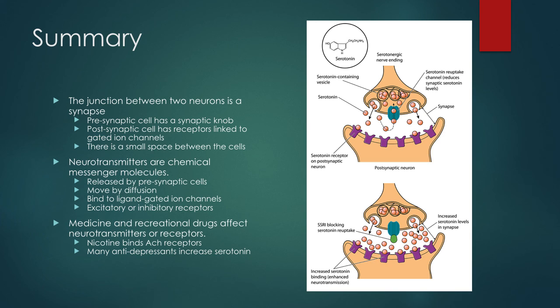Okay, so next time we're going to start working on the anatomy of the nervous system, central and peripheral nervous system, starting chapter 13.